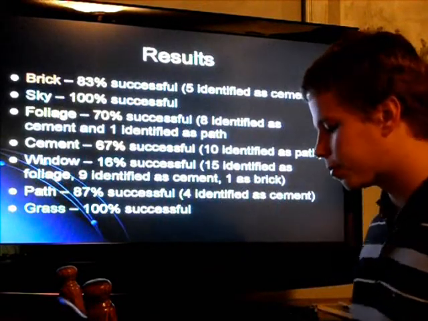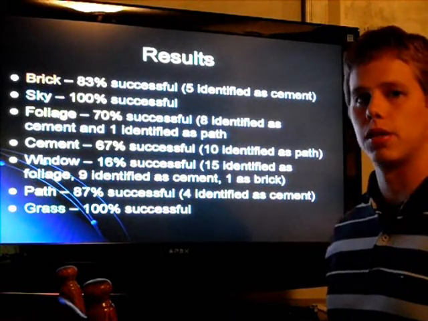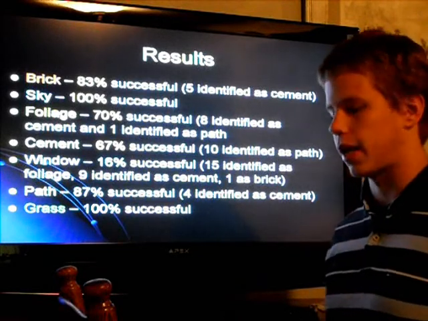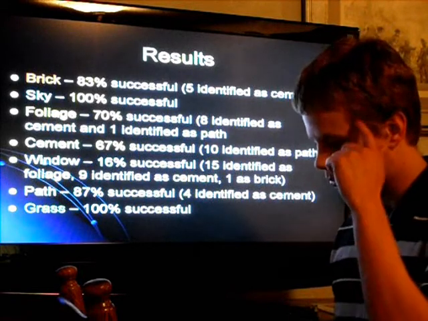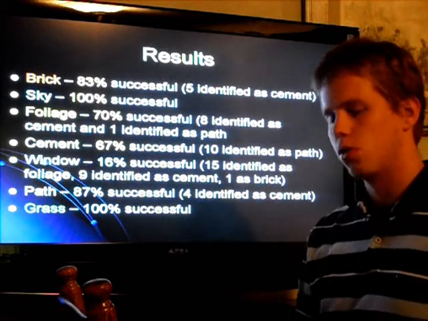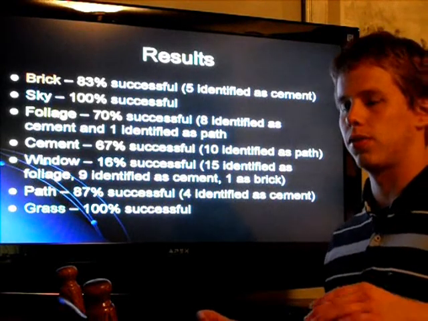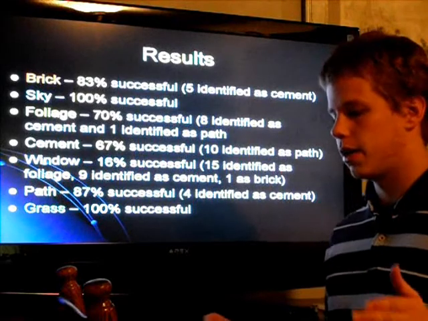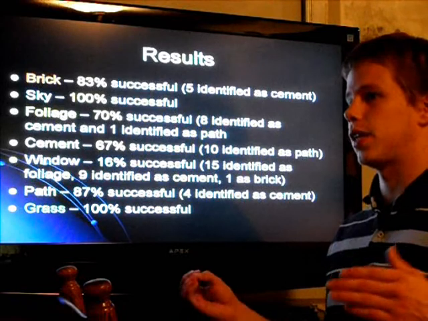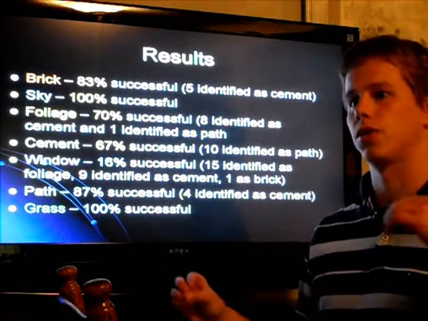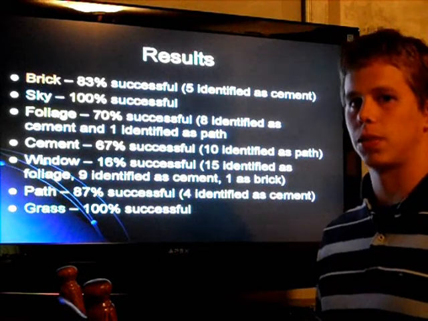So results. Now, it's kind of interesting because although I don't have the actual image, I can actually tell a lot about what the image looks like based on these results. So first of all, you have the brick, which is 83% successful. The PSOQI was 83% successful at identifying the brick as the brick. It mislabeled 5 of the bricks as cement. So you imagine that's probably where the mortar was, and so this was a lot of gray and it looked like cement.